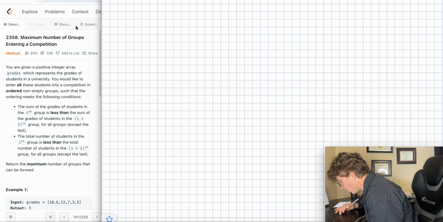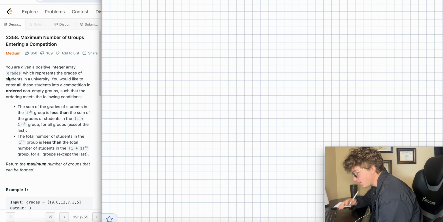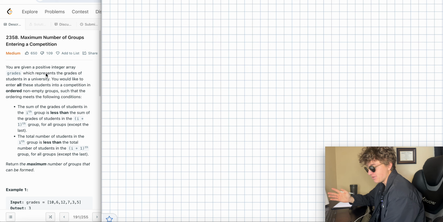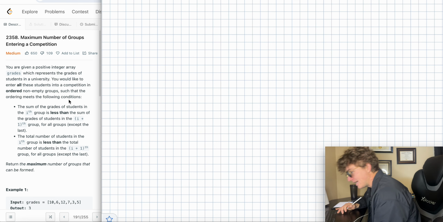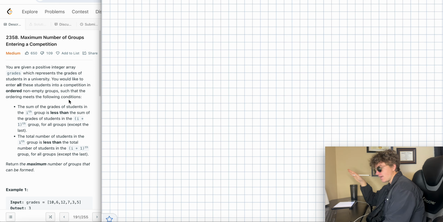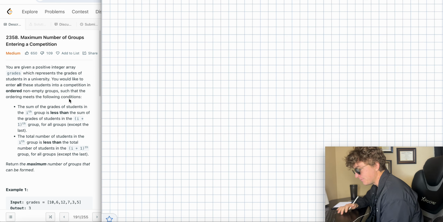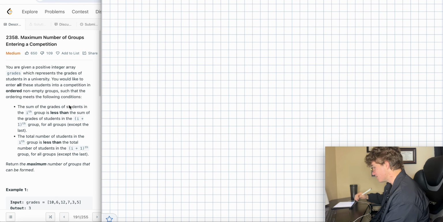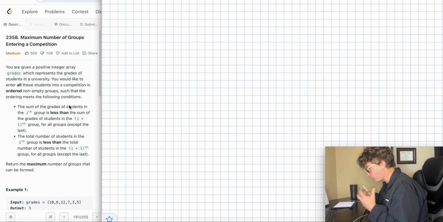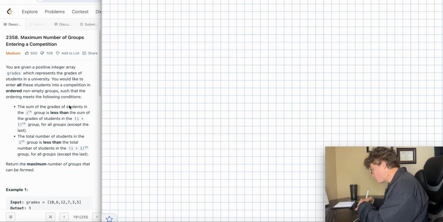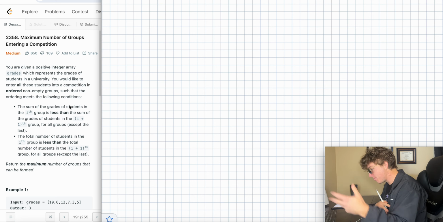Okay, you are given a positive integer array grades, which represents the grades of students at your university. My grade would be 100. You would like to enter all those students in a competition in ordered non-empty groups such that the ordering meets the following conditions. So I've got all these students' grades: this guy's good, this guy's bad, this guy's smart, this guy's dumb, and so on.